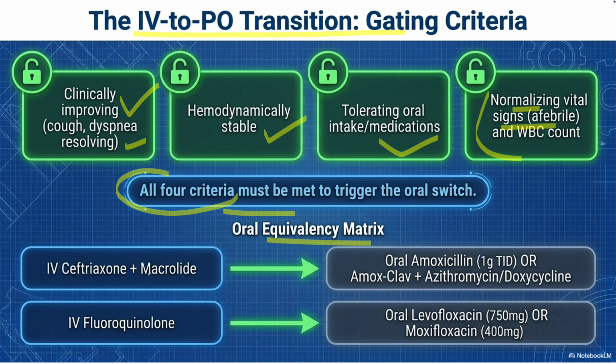Patients receiving ceftriaxone plus a macrolide may transition to amoxicillin or amoxicillin clavulanate plus azithromycin or doxycycline. Patients already receiving a fluoroquinolone can generally continue with oral levofloxacin or moxifloxacin. Remember, the goal is not to complete intravenous therapy, but to complete effective therapy.